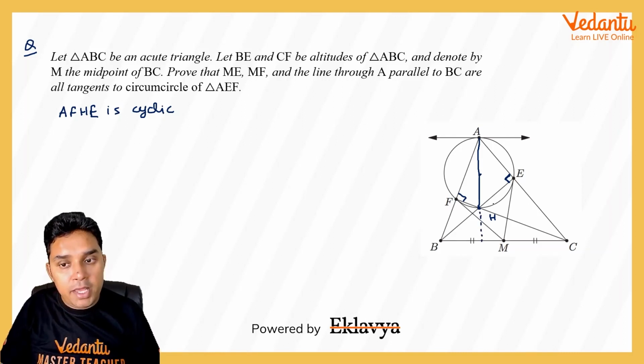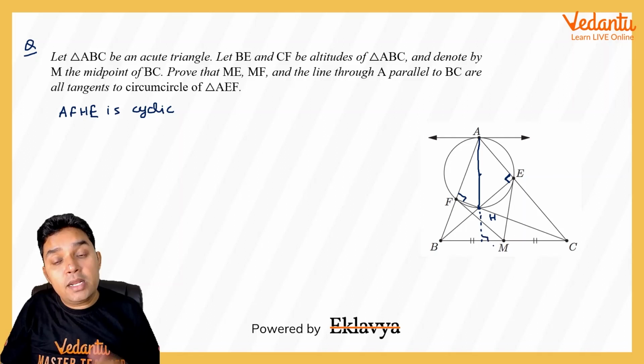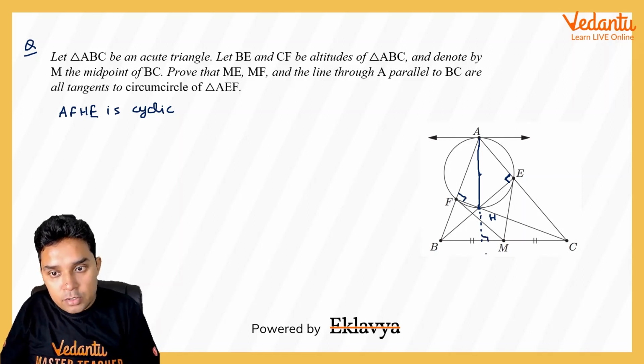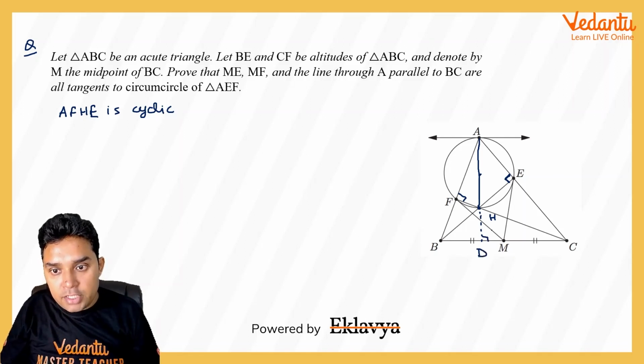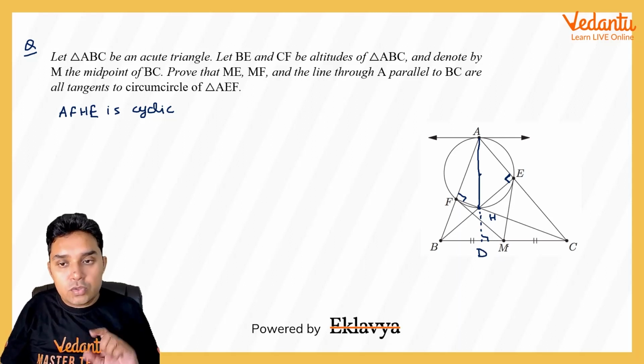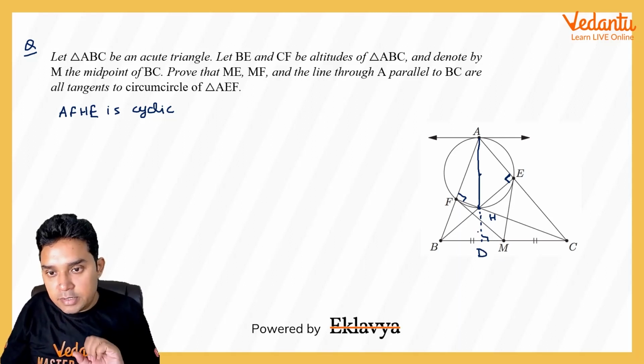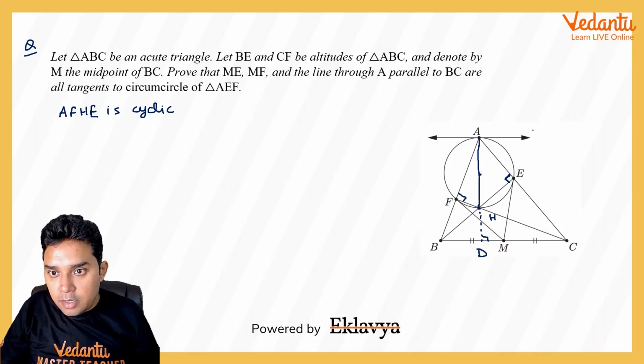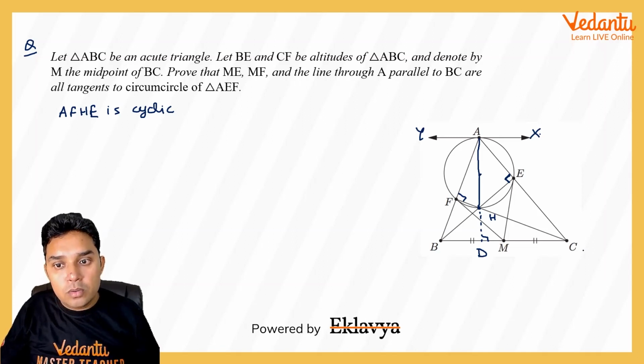And if I join AH, it should be another altitude of the same triangle. So let me call this AHD. One part is very direct here. Please see how. Let me call this XY. So this XAY is parallel to BC, and this AD is perpendicular to BC. So this angle will also be 90 only.